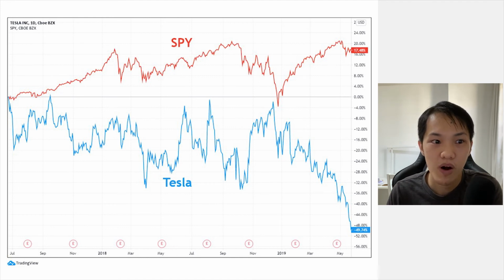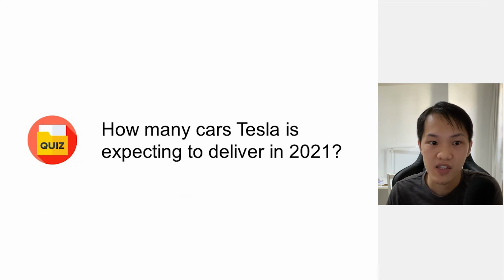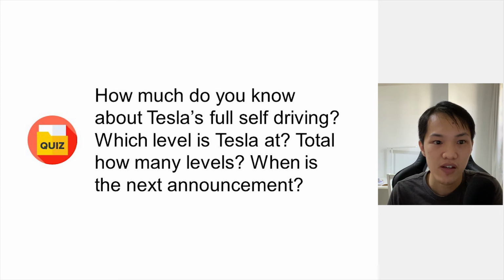So quiz question number 1. How many cars is Tesla expecting to deliver in 2021? The next question is about full self-driving. Which level of full self-driving is Tesla at currently? And do you know in total how many levels of autonomous driving there are? And when is the next announcement by Tesla on their full self-driving?